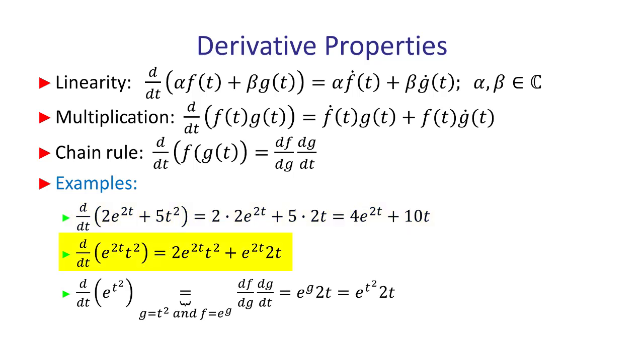For the second example of multiplication using the multiplication rule, make sure that you understand every step and you can do all of those examples by yourself. The third example is an example of the chain rule.